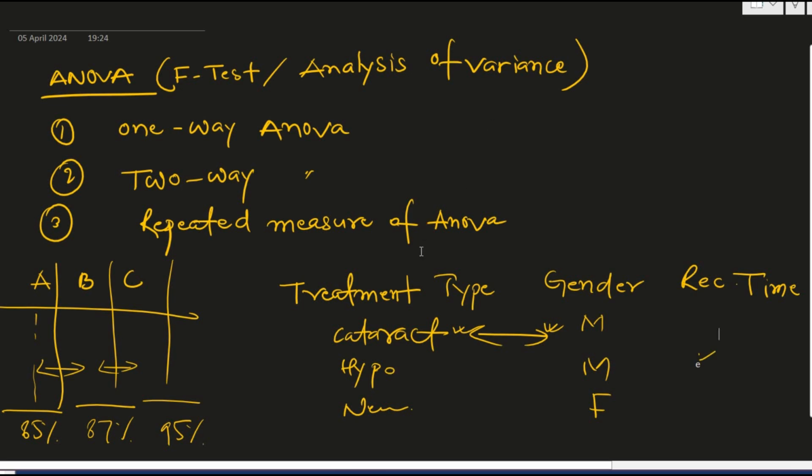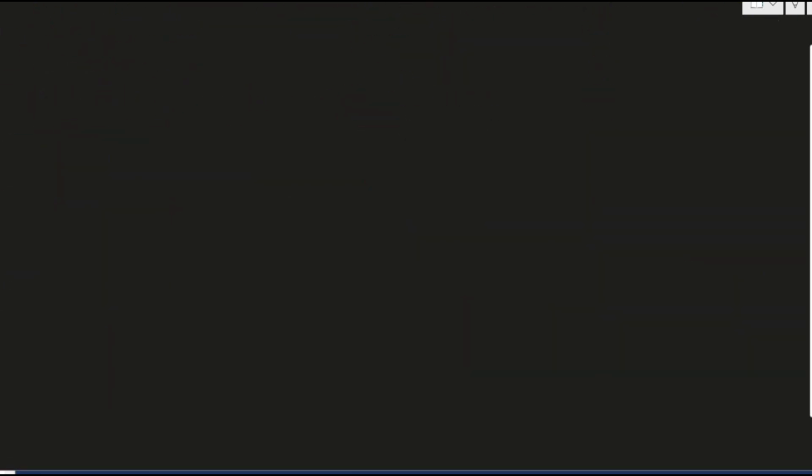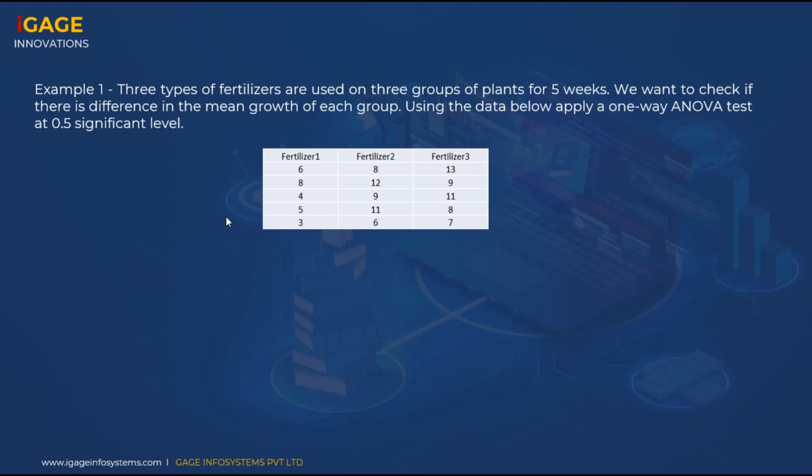Let us take an example now. Okay, in this case, we have three types of fertilizer. Three types of fertilizer are used on three groups of plants for 5 weeks. Now we want to check if there is a difference in the mean growth of each group. Using the data below, apply a one way ANOVA test at 0.5 significance.